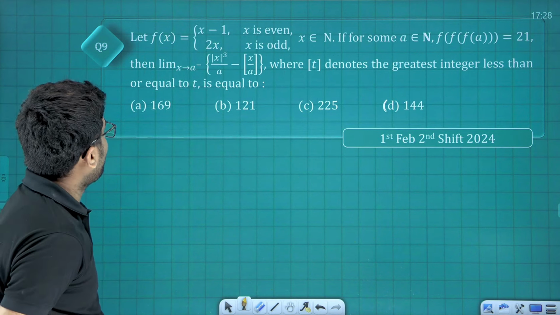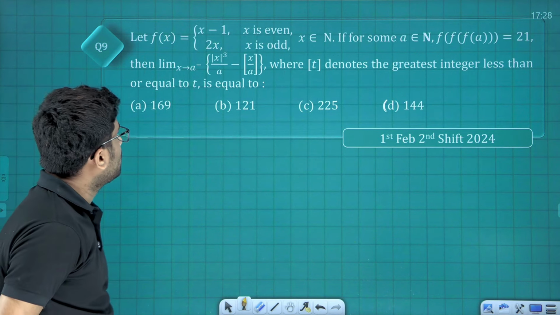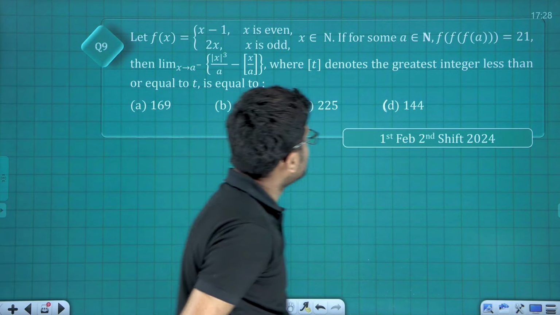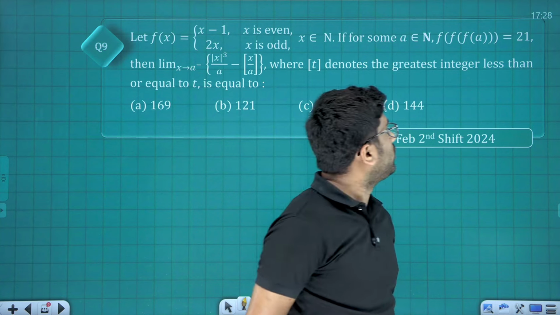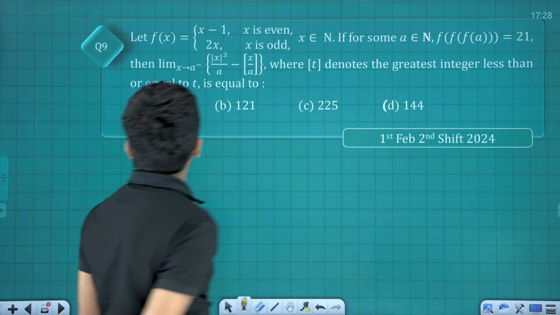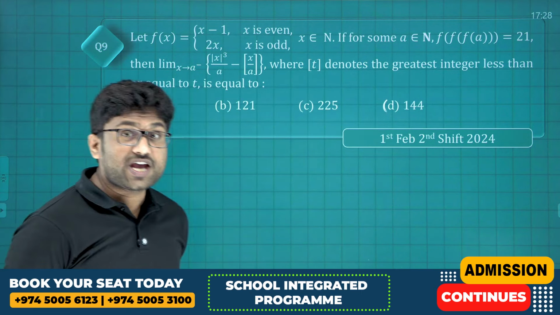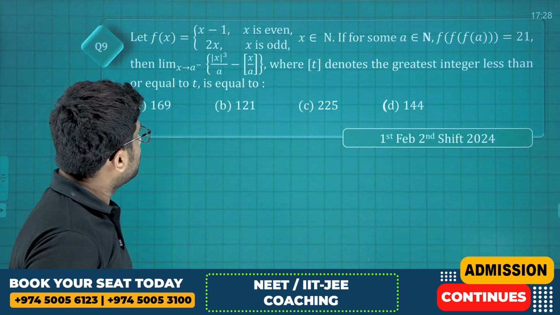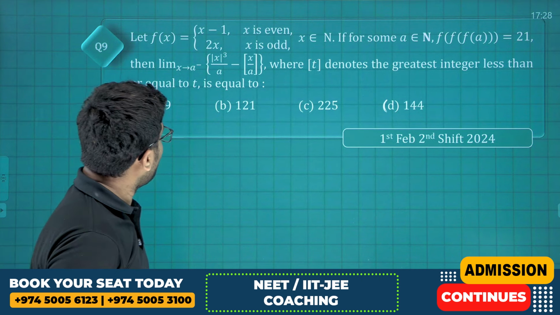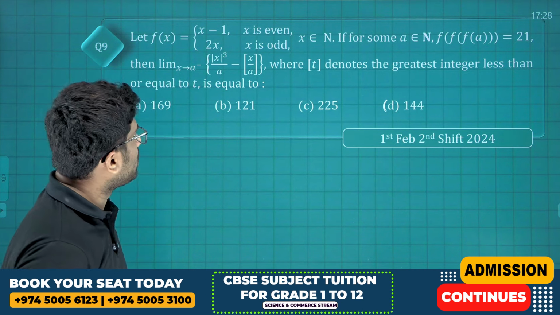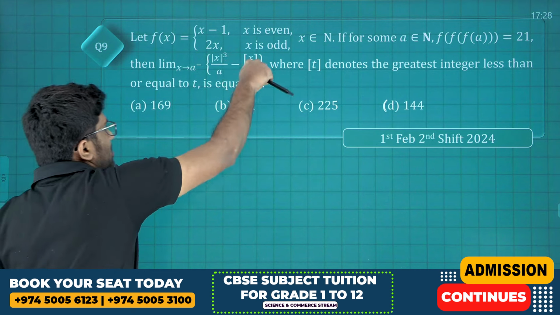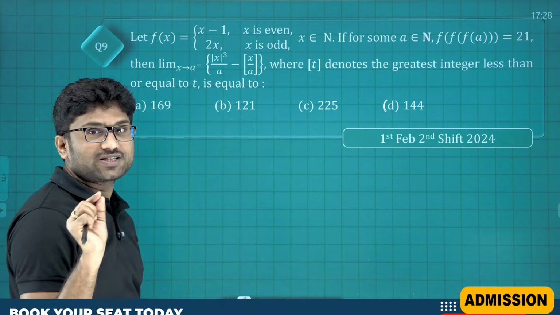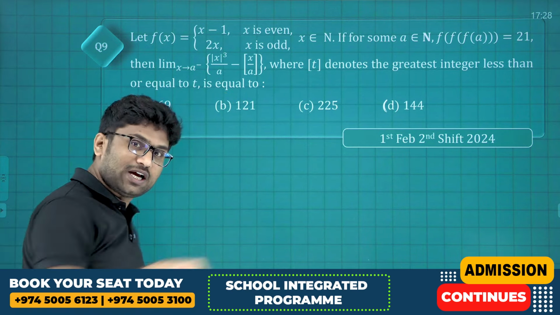Next question. F of x is equal to x minus 1 if x is even, 2x if x is odd, x belongs to N. If for some a belongs to N such that f of a is equal to 21, then limit x tends to a minus. A minus means just the left hand limit at x is equal to a. Mod x cube divided by a minus step of x by a. This is not fractional part, this is just brackets. Don't get confused that these brackets are flower brackets, so it is some fractional part. No, if it is fractional part, they'll give you that.